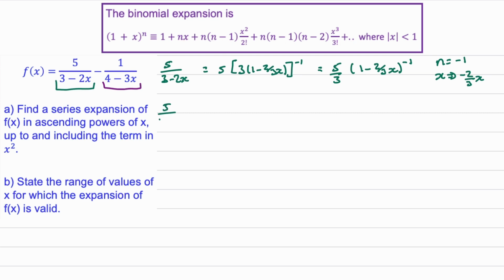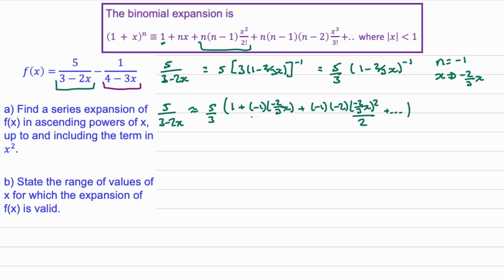So 5/(3 − 2x) will be approximately 5/3 of the 1 plus n times x, so −1 times −2/3 x, plus n(n − 1), and the x term squared, so (−2/3 x) squared, divided by 2 factorial, which is 2. And we only need to do up to the x squared term. So now we can tidy this up. This will be approximately 5/3. We'll have the −1 times the −2/3, so positive 2/3 x.